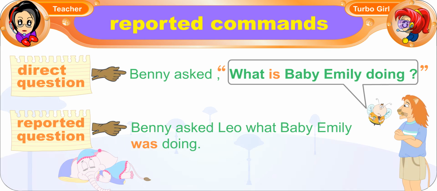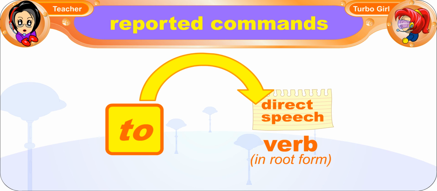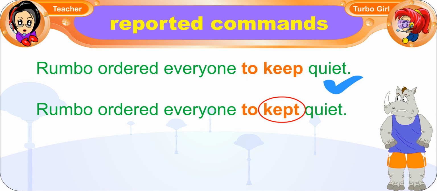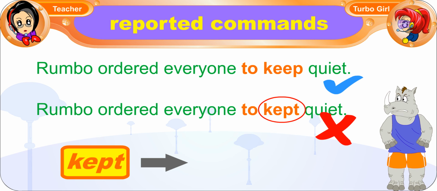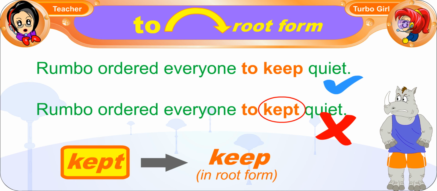In reported commands, the verb of the direct speech is in the root form because it is after the word to. For example, Rumbo ordered everyone to keep quiet. So, Rumbo ordered everyone to kept quiet is incorrect. The verb kept in the past tense must be changed to its root form, keep. This tense rule applies to all verbs after the word to.